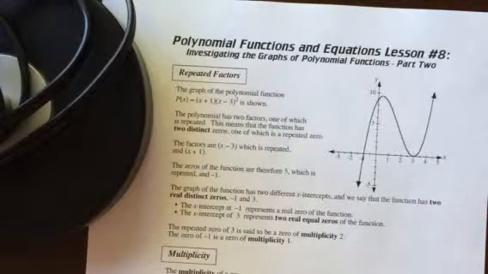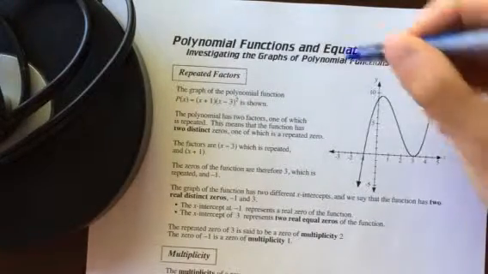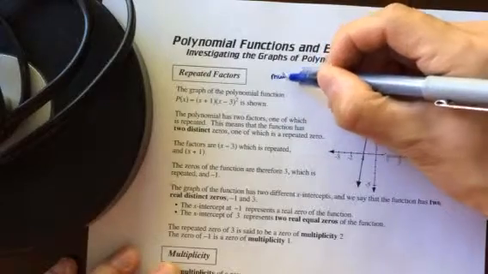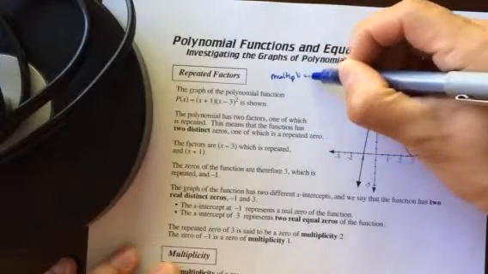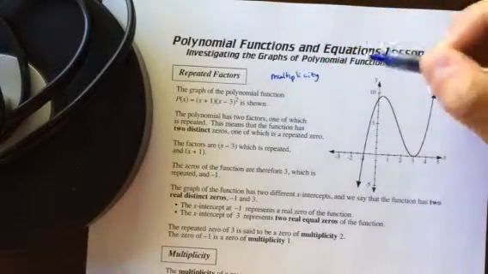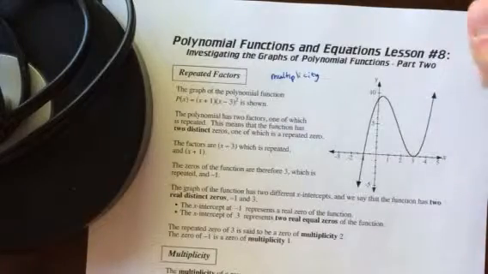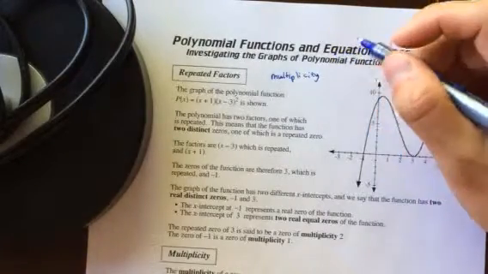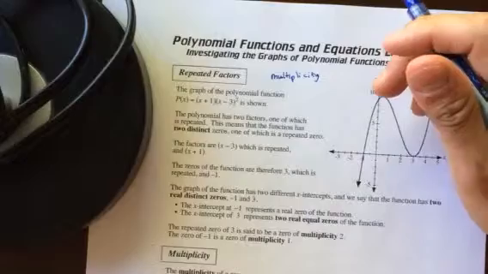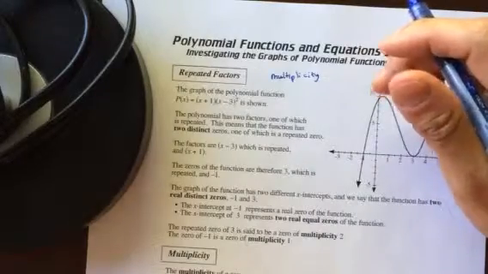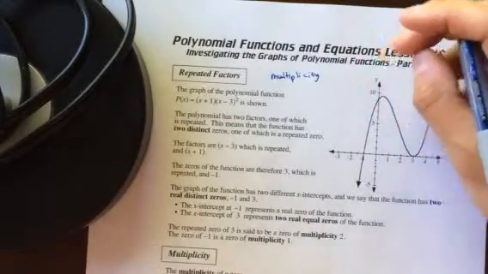We're still investigating the graphs of polynomial functions. Now, with this lesson, again, it'll be like lesson 7. It's going to go pretty quick, but it's going to be a little different. I'm going to introduce you to a new term called multiplicity. You may not have heard of this before, but this is just going to correspond to an exponent, and this exponent means that we have a factor that shows up more than once.